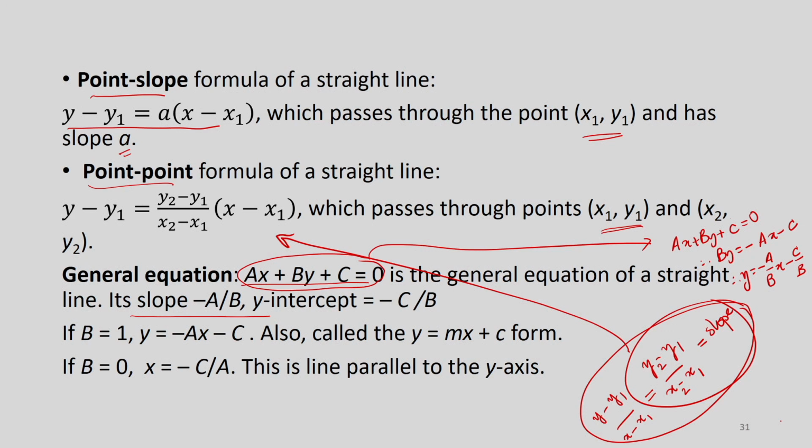in the form y is equal to ax plus b, and if it is ax plus b, then we know a is the slope. So, therefore, here the slope is minus A by B and the intercept is equal to minus C by B.